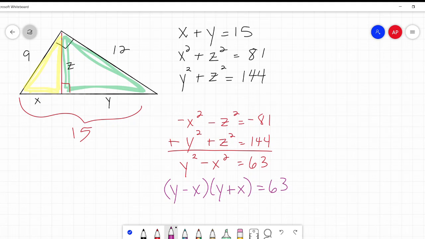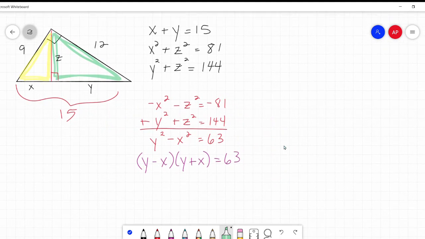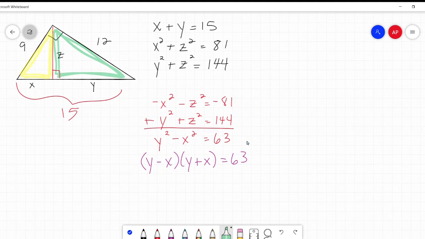You go, okay, well, how does that help me? This is why it helps you. Up here is x plus y equals 15. Oh, x plus y and y plus x, that's the same thing, isn't it? Yes, it is. And it's not letting me zoom out. There it goes. Okay. Why is this thing being so persnickety? All right, so y plus x is 15.